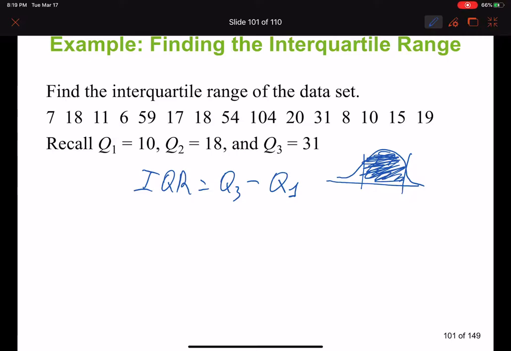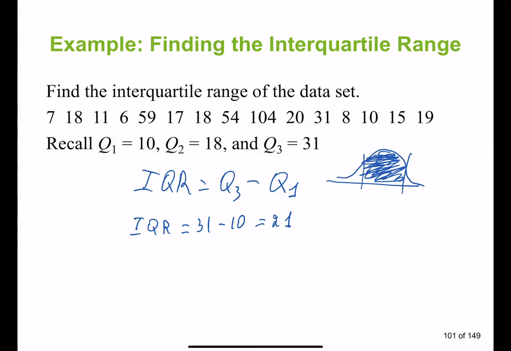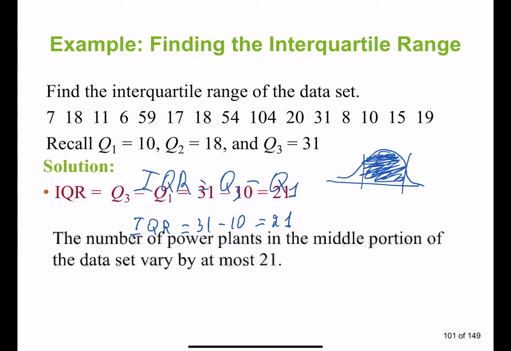So, what is the interquartile range in this data set? Q3, IQR is equal to 31 minus 10, which will be 21. Okay? All right. So the centralized data are within 21 nuclear power plants. Here it is.